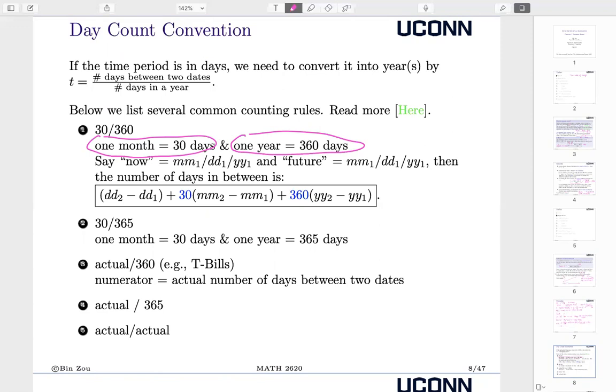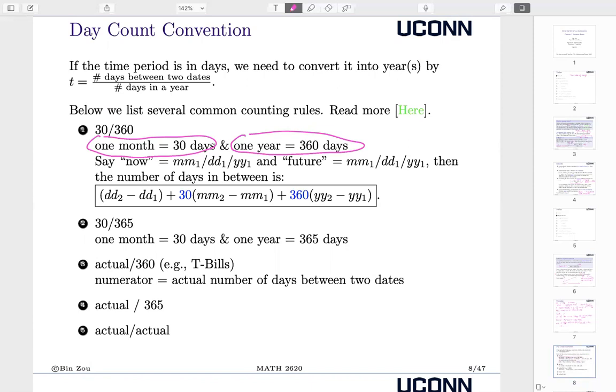So with this rule, I don't care whether that month is a February or not. As long as it's a month, I use 30 days. And also I don't care whether a particular year is a leap year or not. As long as I know this is 1 year, I assign it 360 days. So the rule says that 1 month equals 30 days, 1 year equals 360 days, regardless of whether that month actually has 30 days or not.